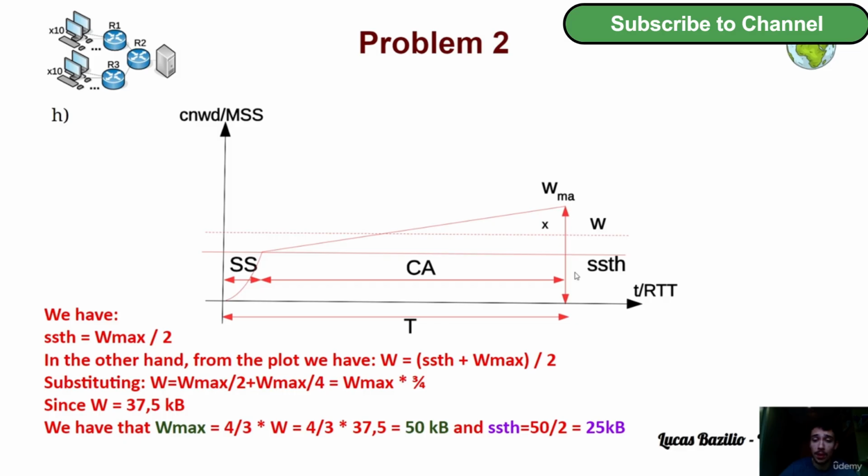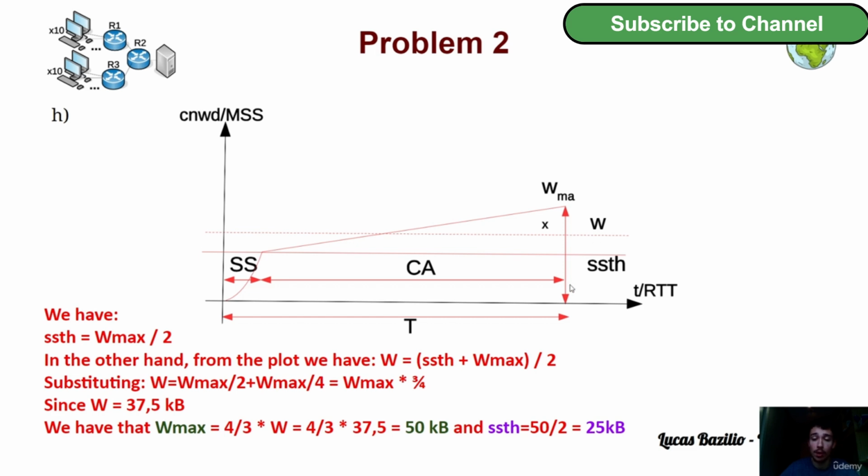As we can see, the slow start threshold is in the middle of the value of the maximum window. So if we divide the maximum window by 2, we have the value of the slow start threshold, right? On the other hand, we also have from this plot that the window is this value here, this line semi-painted with lots of dots. So this value of the window is equal to the slow start threshold plus the maximum window divided by 2.